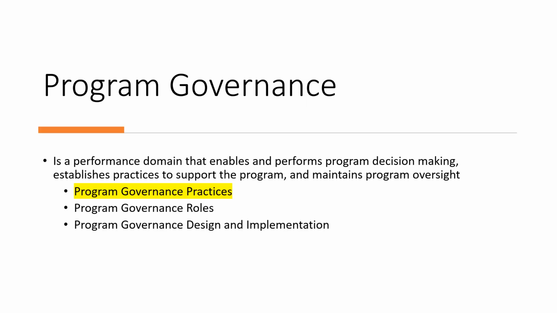Program governance is a performance domain that enables and performs program decision making, establishes practices to support the program, and maintains the program oversight. There are three important areas to be covered in program governance. We are progressing on program governance practices. Today is the last video, and we will be doing subsequent videos on governance roles and design and implementation.